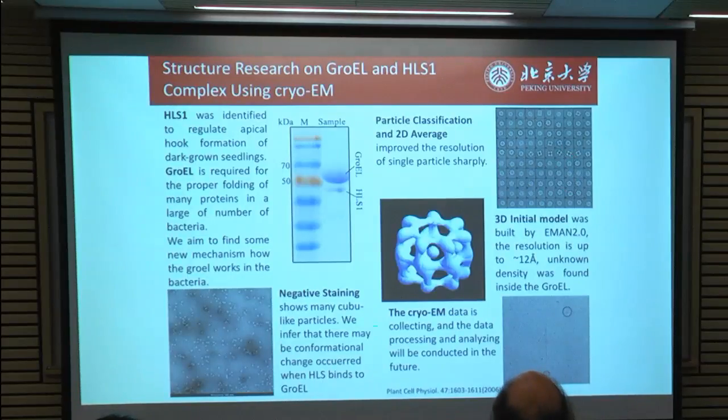And next, we choose some good particles to set up a 3D initial model. This picture is showing the initial model, and this figure is wrong. It's 20 angstrom, and compared to the model from the PDB, unknown density was found. Yes, it's here inside the cavity of the GROYAL.